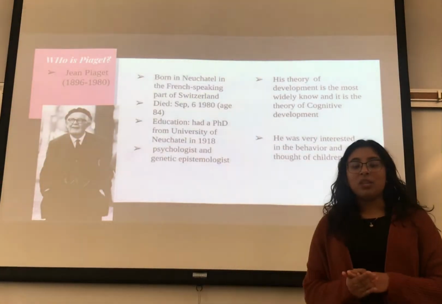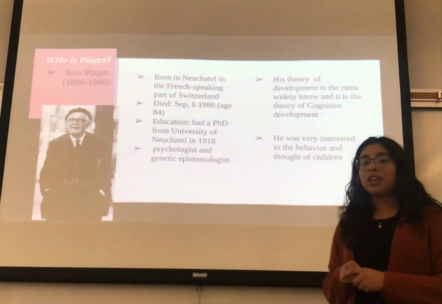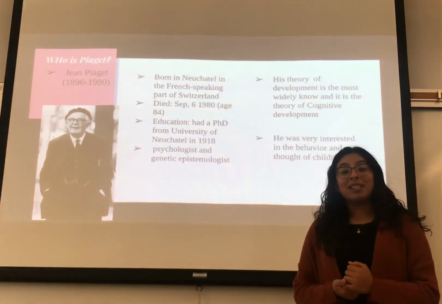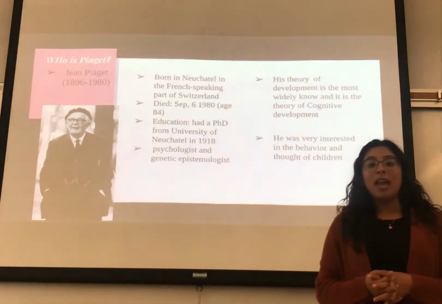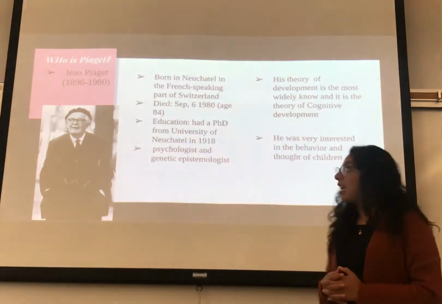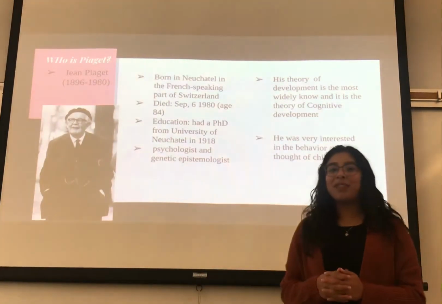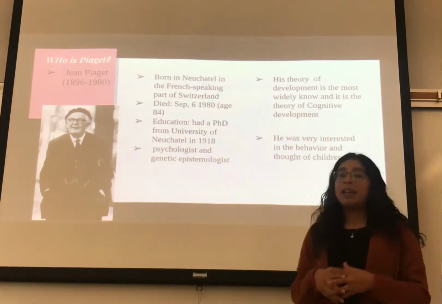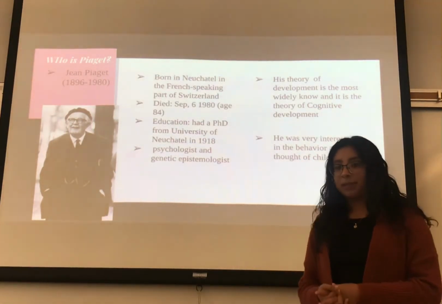So who is Piaget? Piaget was born in Neuchâtel in Switzerland in 1896, and he passed away on September 6, 1980. He got a PhD at the University of Neuchâtel, and he was a psychologist and a genetic epistemologist. His theory of cognitive development is widely known throughout the world, and it's based on his great interest in the cognition of children's development.